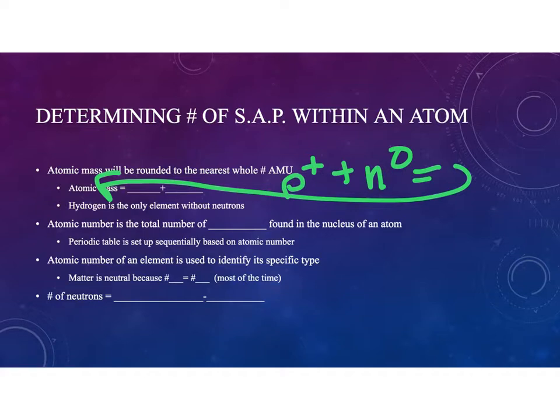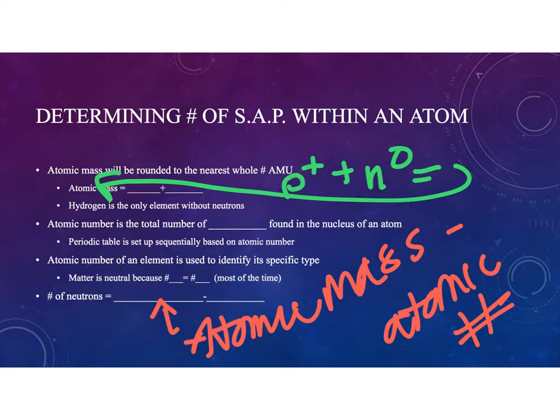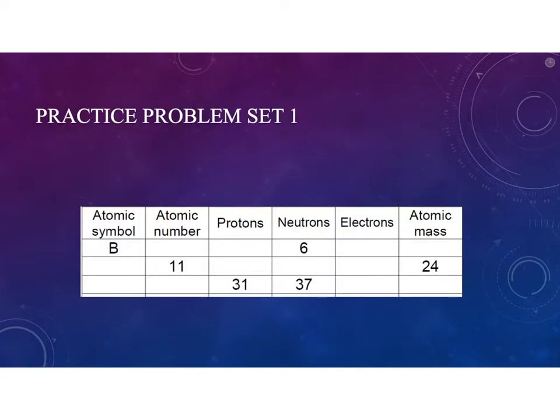Number of neutrons equals atomic mass minus atomic number. Down here, atomic mass minus atomic number. Basically, atomic mass minus atomic number is the combined number of protons and neutrons minus protons, which just gives you neutrons. Okie dokie. We have examples up next.